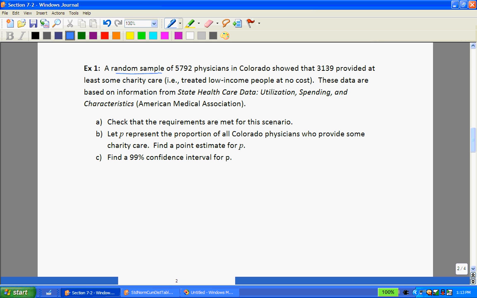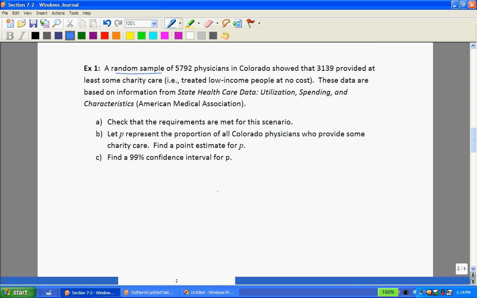Then we want to check that the conditions for the binomial distribution are met. I tend to check the conditions for a binomial rather randomly. I don't necessarily always go in the same order, but independence, I'll check that one first. We can pretty much assume that what one physician chooses to do is independent of another, so we'll say that's met. Only 2 possible outcomes are possible. Well, yeah, either the physician chooses to do some charity care or they don't, so that's met.